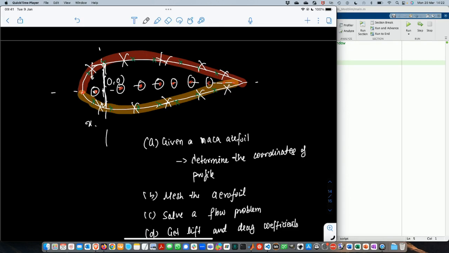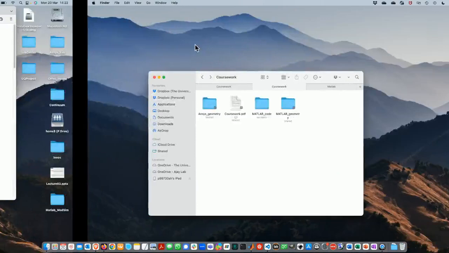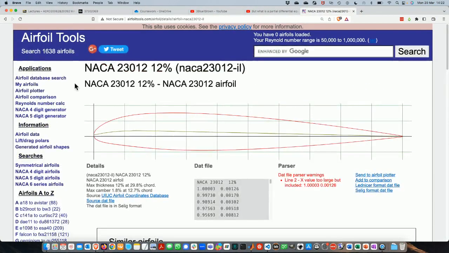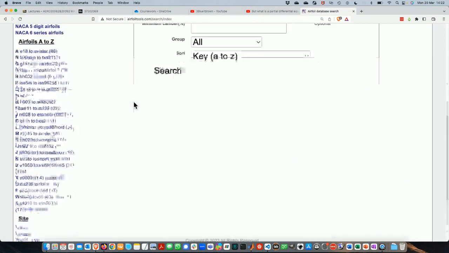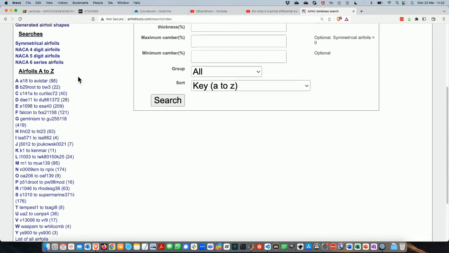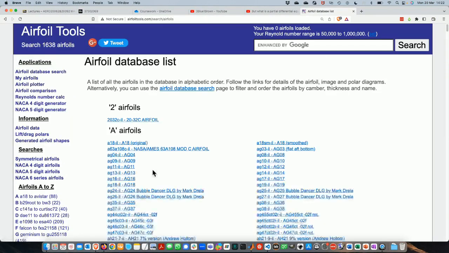So the whole idea, that's the reason I want to go over this, is because then how do I create my own airfoil to work with, right? So if you go to this website, you can probably find tons of them, right? So where are they? Yeah. So if you go to the website, there's a whole database search that you can do that'll give you a whole bunch of, for example, here there's airfoil A to Z, right? So you can pretty much find a whole bunch of them, list of all airfoils as well, I guess. Okay? So a whole bunch of them.